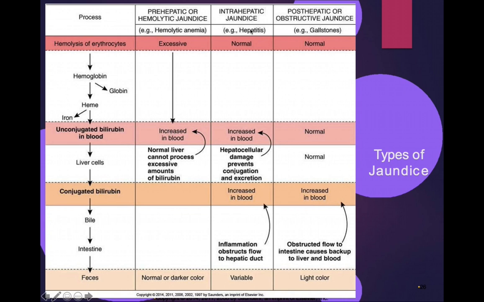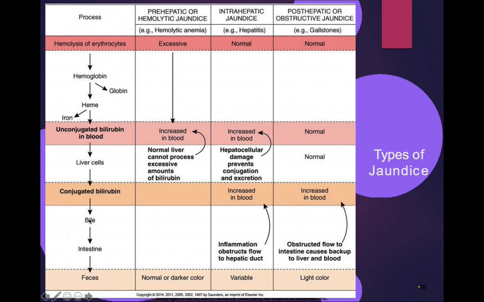With hepatitis, in the intrahepatic jaundice, now we have normal amount of hemolysis coming in, but the liver itself, remember, is starting to become damaged. So there's hepatocellular damage that prevents the conjugation and excretion of the bilirubin. So you're going to get increased amount of conjugated bilirubin in the blood, and the inflammation obstructs the flow in the hepatic duct, so the color of the feces may be variable.